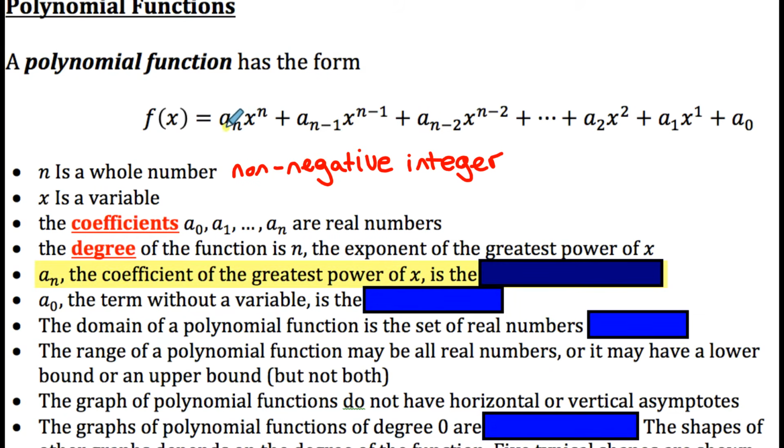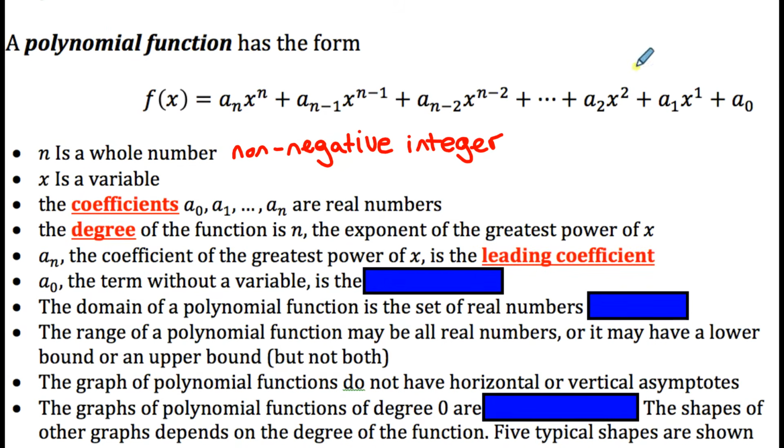The coefficient of the highest degree term, this one right here, we call that the leading coefficient. That's really important. That's going to tell us a lot about the shape of the graph of the function. And then this term way at the end that doesn't have an x multiplied by it, that term is just the constant. If it doesn't have an x, it's a constant term.